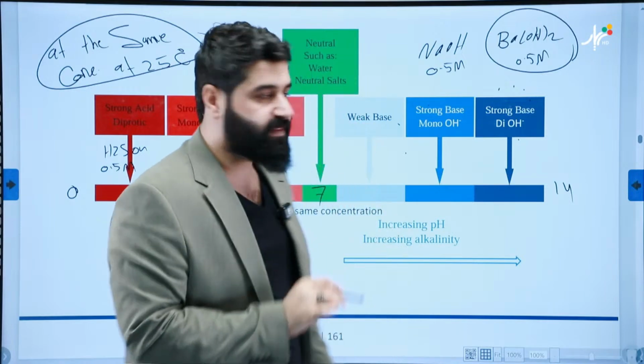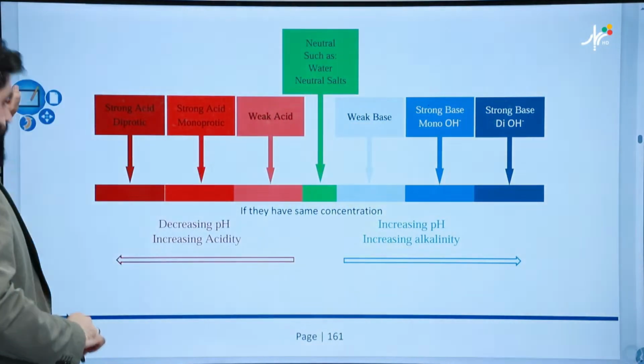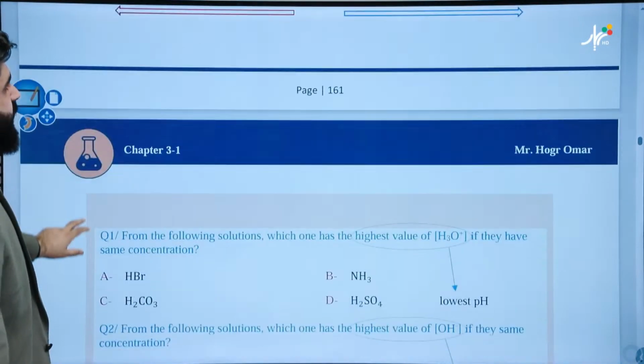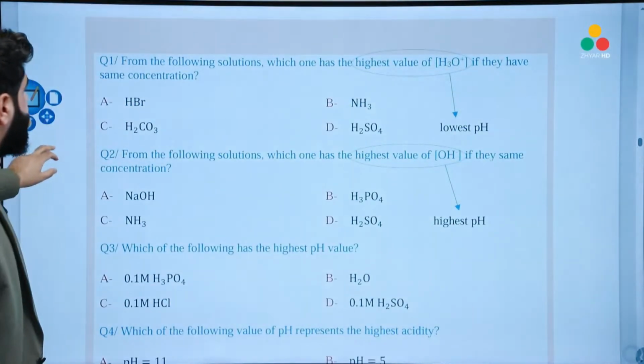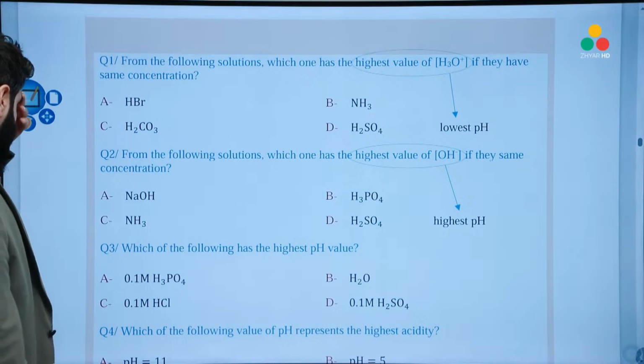As you need to calculate the pH values for them then. Look, if they have the same concentration. Good. Let's solve the following questions.